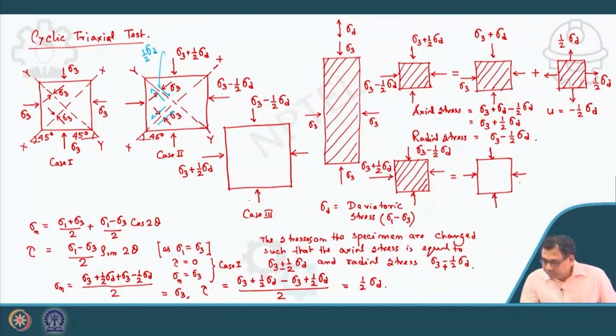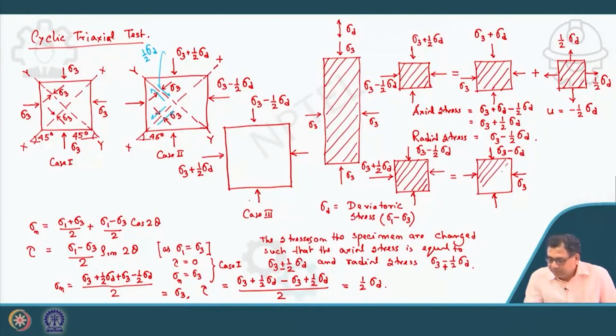In all round pressure, so sigma 3. Now this will be sigma 3 minus sigma d, because initially I was taking the positive sigma d. Now I am taking the negative sigma d.